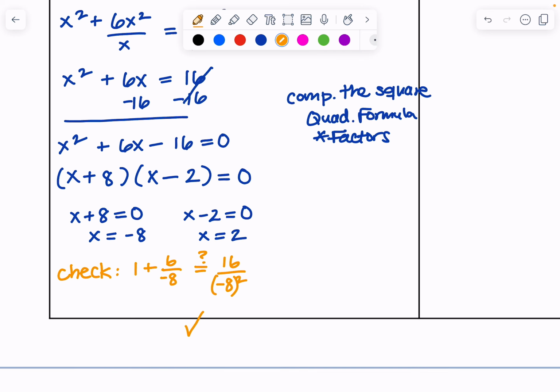And then for the 2, I'm going to have 1 plus, oh, you know what, yeah, that's right. 1 plus 6 over 2 equals, with the question mark, 16 over 2 squared. And this one a lot quicker checks out. We're going to have 3 plus 1 is 4, and then 16 divided by 4 is 4. That one's a little bit easier to check out. So these are both solutions because they both check.